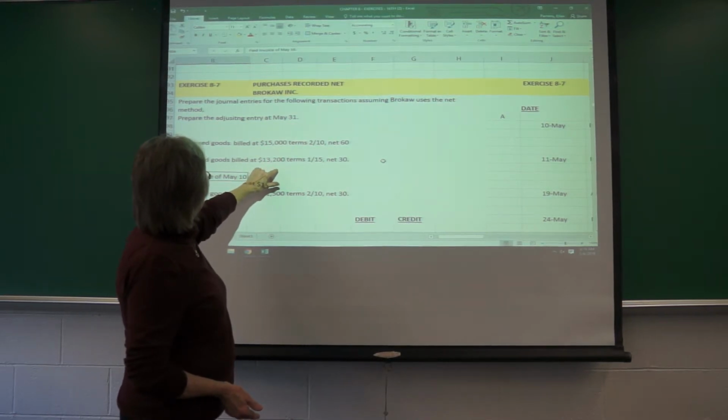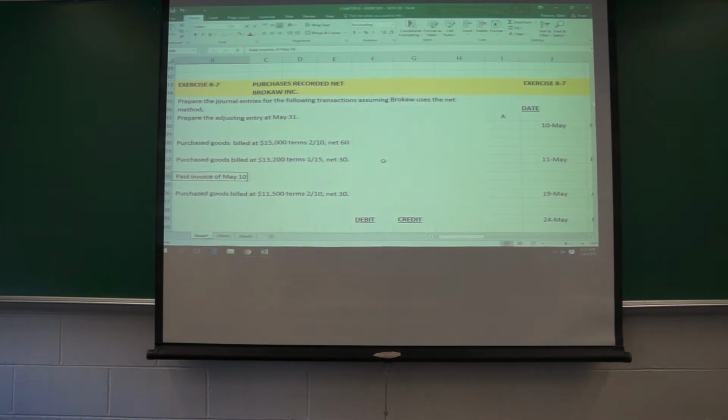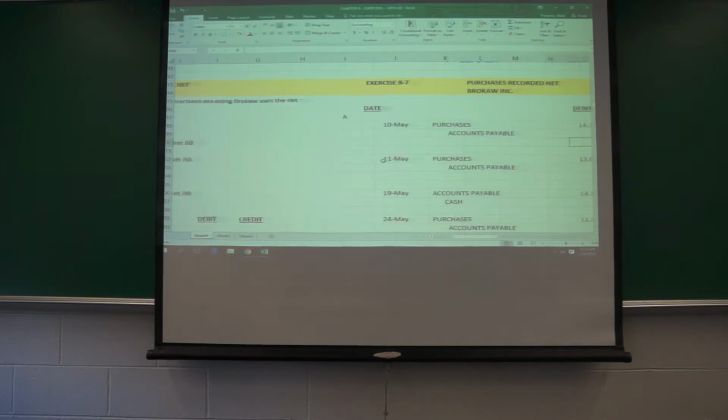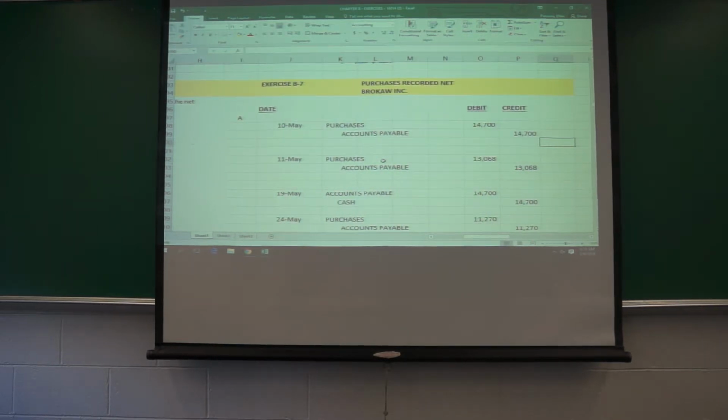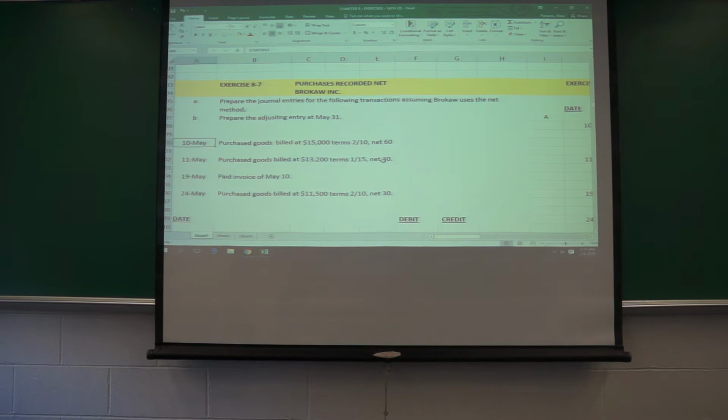And then, so we've bought some goods for $15,000. We purchased goods billed at $13,200. And so let's see what we would do with those. So on May 10th is the $15,000. And so those would come on net of the discount. And this is net of the purchase discount of the 2/10, net 60. So that's 15,000 less the 2% is what that gets recorded at.